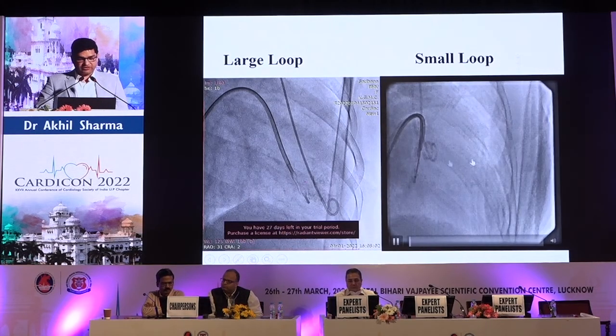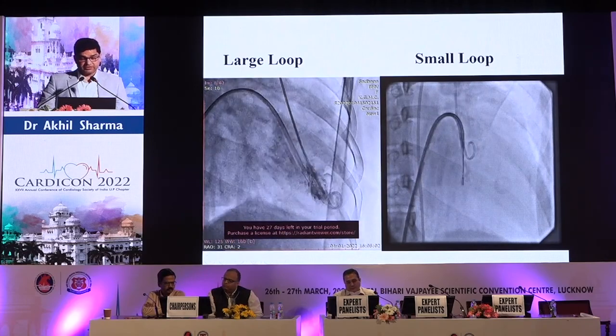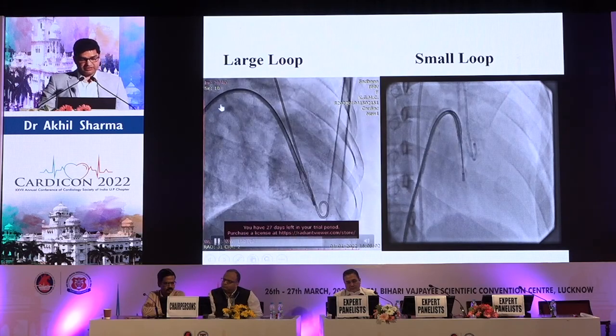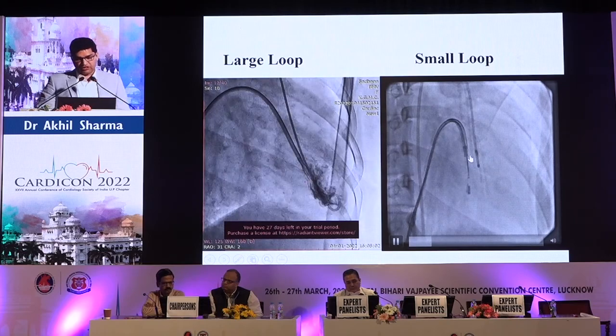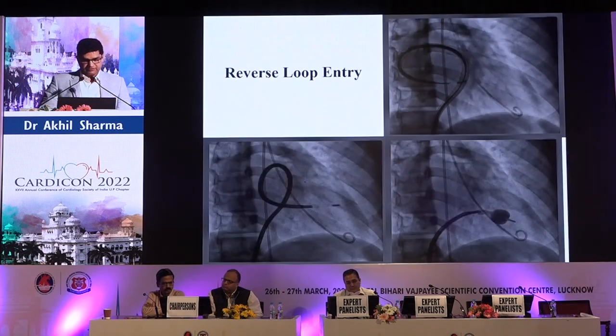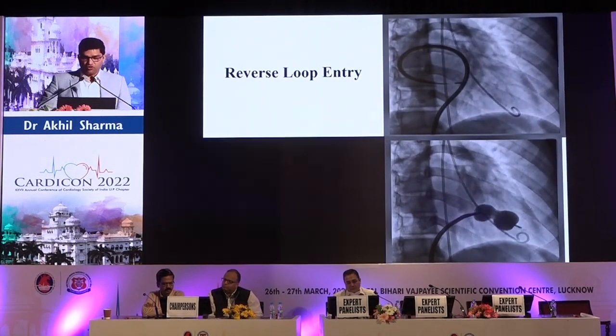So this is the first case in which we did the PTMC. I think it's the largest LA we ever dealt with. If you can appreciate, this is the loop, and it's a huge loop we have to make. And this is the second case with a small LA, and we tried hairpin entry in this case. And if everything fails in a large LA, you can go for the reverse loop entry.